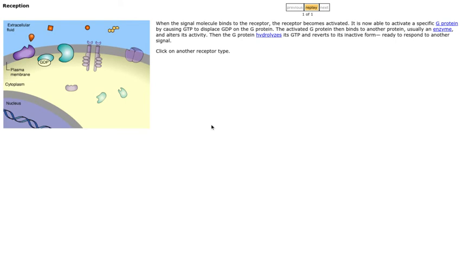When the signal molecule binds, the receptor becomes activated. It is now able to activate a specific G protein by causing GTP to displace GDP on the G protein. The activated G protein then binds to another protein, usually an enzyme, and alters its activity. Then the G protein hydrolyzes its GTP and reverts to its inactive form, ready to respond to another signal. Click on another receptor type.